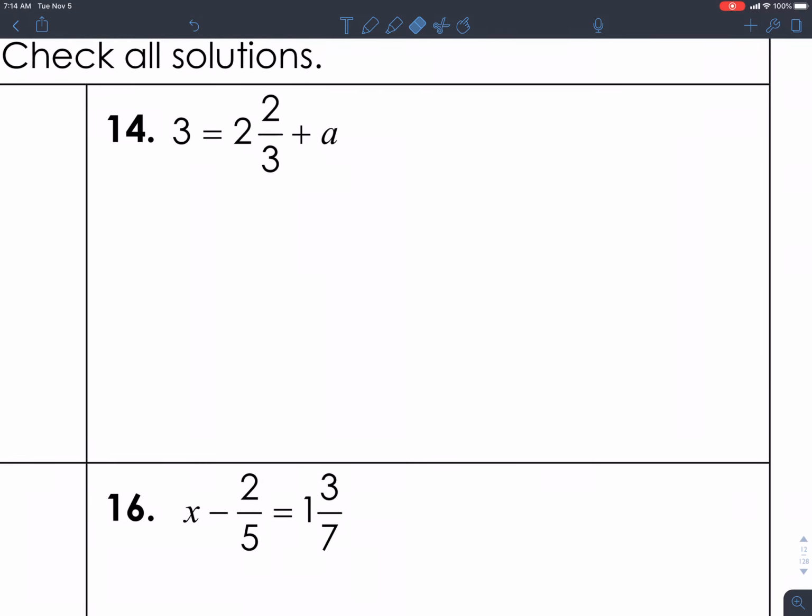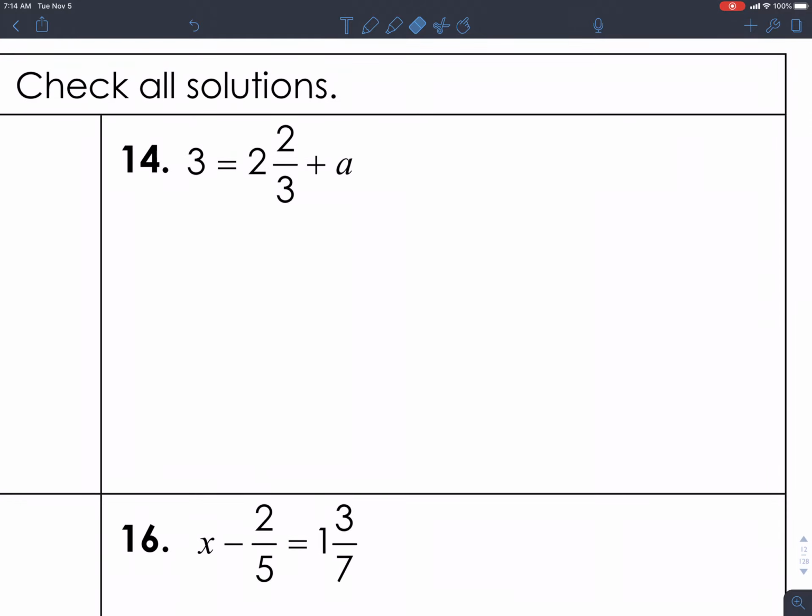So now we're dealing with fractions. Fractions in rational equations. And rational, again, just means equations or numbers that are either fractions or decimals. That's pretty much the main thing you need to know. And it doesn't really change anything. Everything is still done the same way and according to all the same rules we've already learned. So let's take a look at number 14.